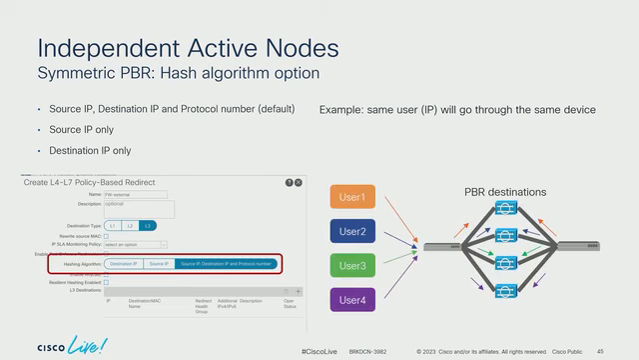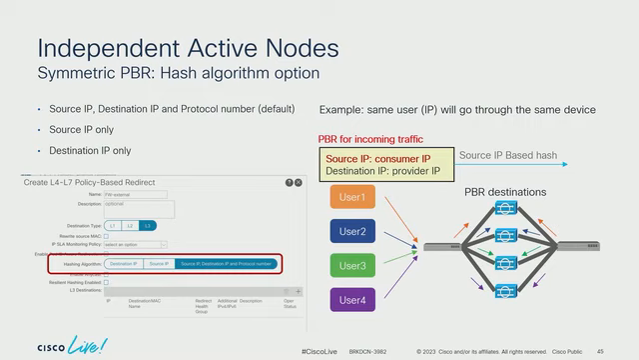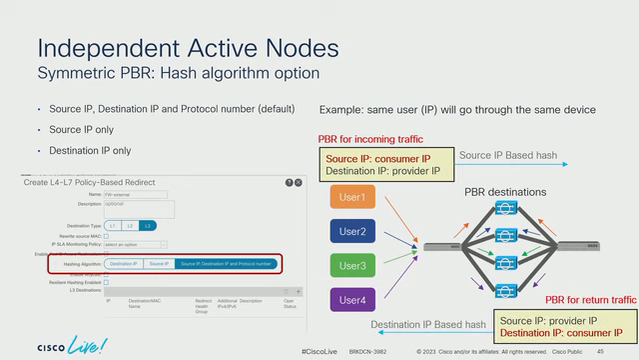Here is an example. Let's say you have users 1 to 4, and 4 PBR destinations. If you use a source IP only based hash for the incoming traffic, left to right in this example, and you use destination IP only for the return traffic, you can get the same firewall selected for both incoming and return traffic, because the source IP of incoming traffic is the destination IP of the return traffic. If we put the same value into the hash calculation, we get the same result, which means you can select the same PBR destination. The point here is that you can tweak this optional configuration, but you need to be careful, because now it's your decision how to keep traffic symmetric.